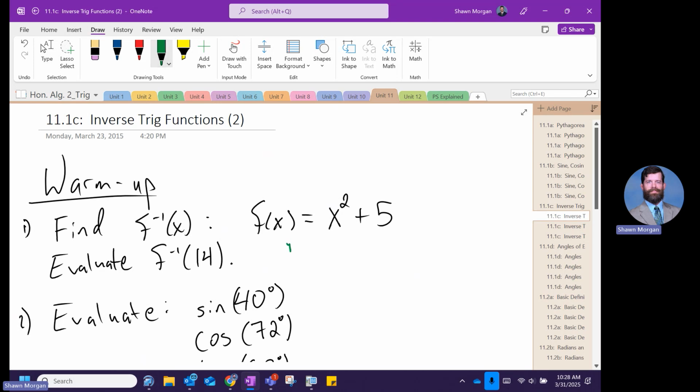So let's see here. We got y equals x squared plus 5. So x equals y squared plus 5. What'd y'all do to get y by itself? x minus 5, and then square root. Uh-oh.